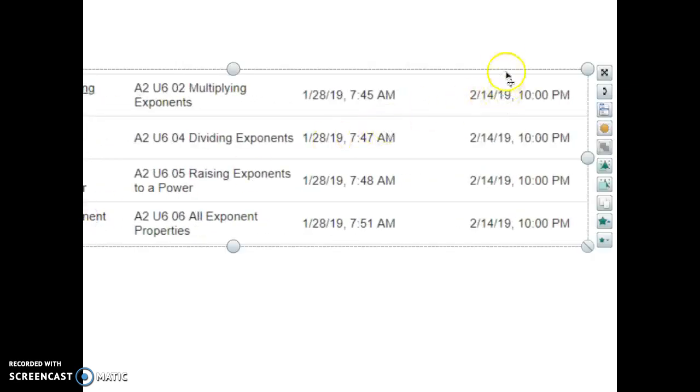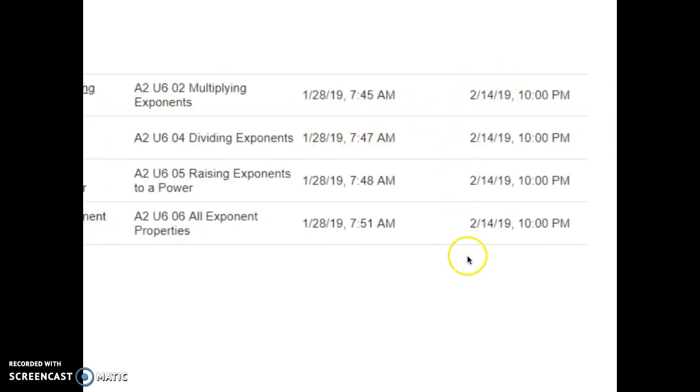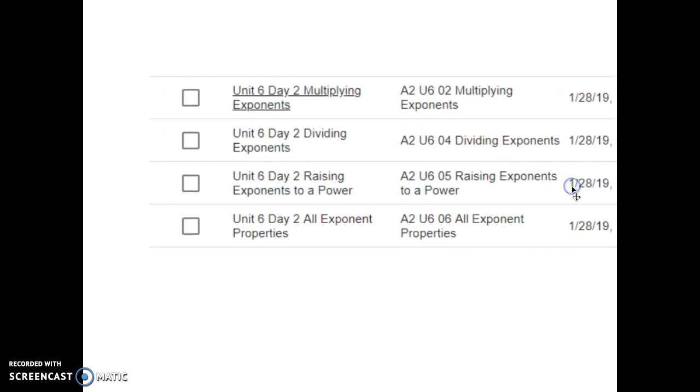I did want to bring your attention to the fact that all of these would be due by the 14th. I don't want you to wait that long, but that is the date that they would all be due. That's when we're going to have our test on this unit. So get it done, because I'm going to take homework grades on it before then, but certainly it has to be done at least by then.